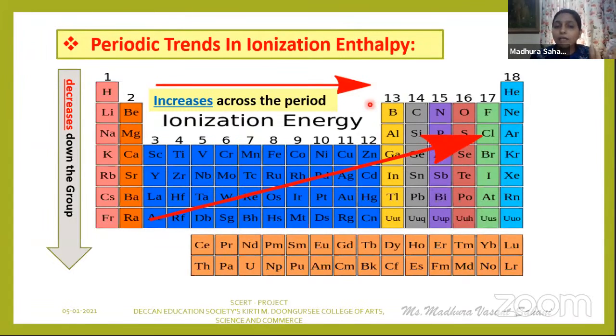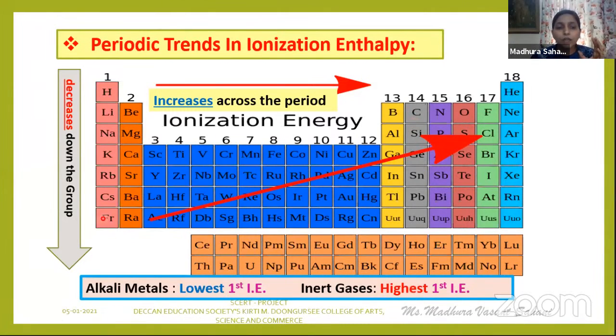So obviously size is less and more energy is required to remove those electrons, and therefore ionization enthalpy goes on increasing as you move across the period, correct? And therefore, alkali metals have the lowest first ionization enthalpy, but inert gases show the highest first ionization enthalpy. So we come to know that as you move down the group, ionization enthalpy decreases, and as you move across the period, ionization enthalpy increases.